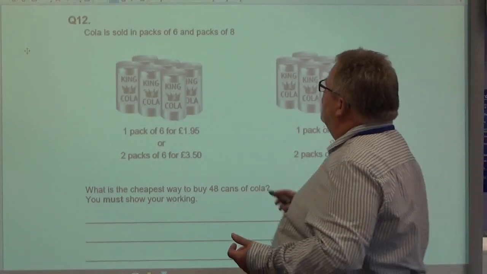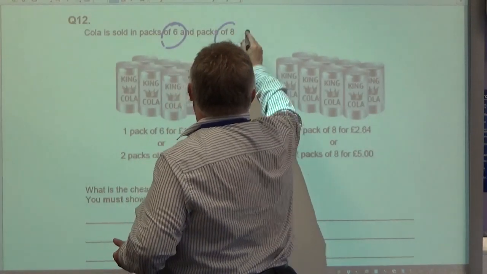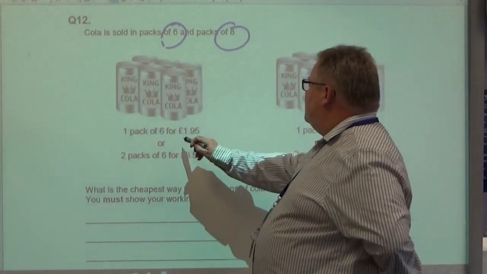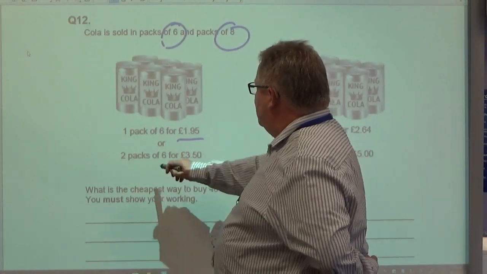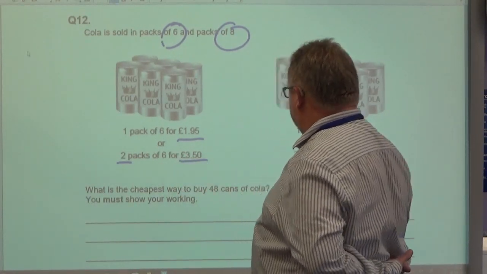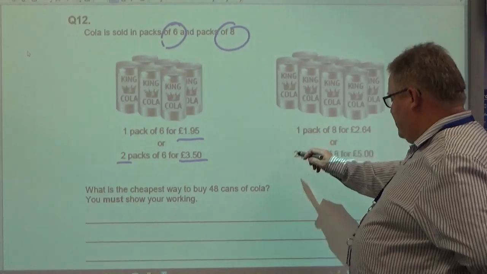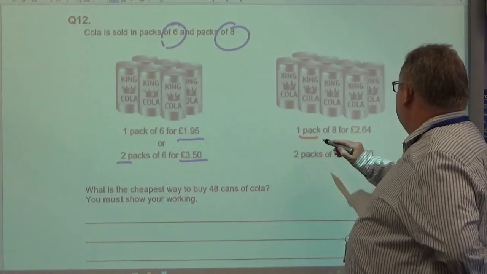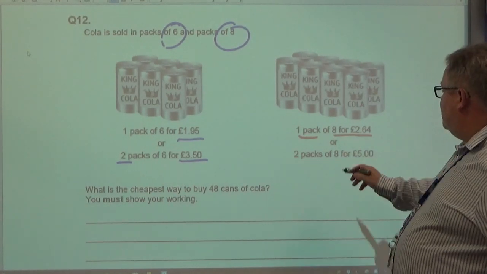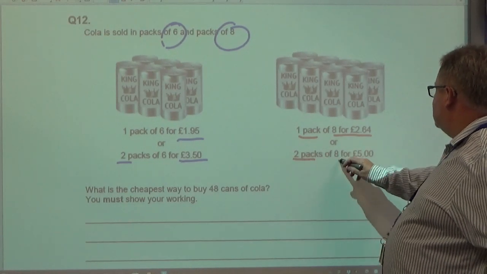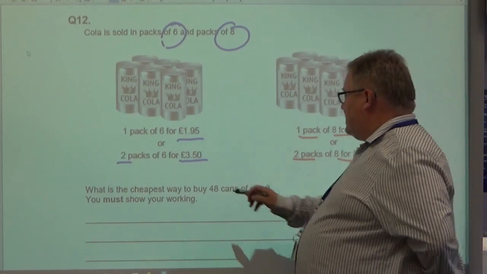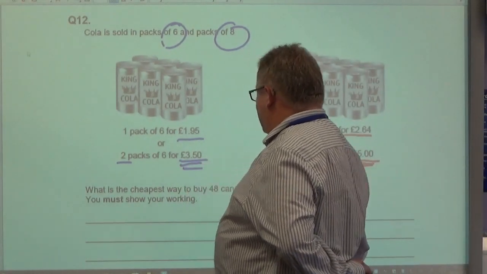So cola is sold in packs of 6 or packs of 8. We've got a nice picture to remind us about that. A pack of 6 for £1.95. But if we buy 2 packs of 6, it would be £3.50 for the 2 packs. Now with these here, we've got 1 pack of 8 for £2.64, and then 2 packs of 8 would cost us £5. So actually, I think that £5 and that £3.50 there are the key bits.